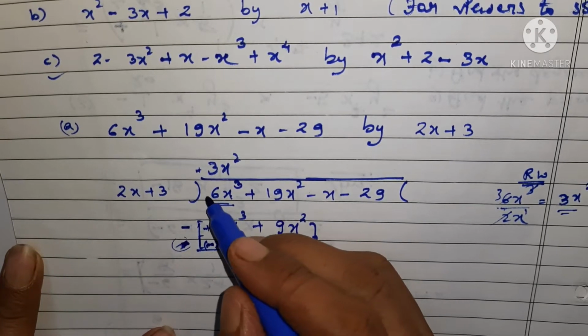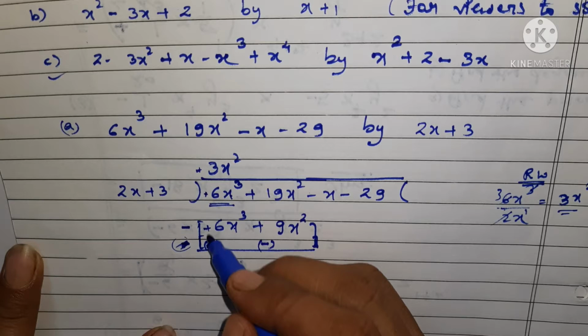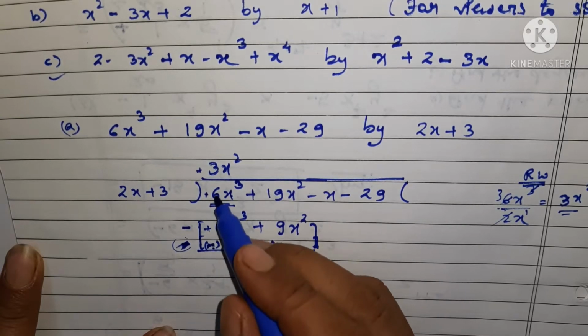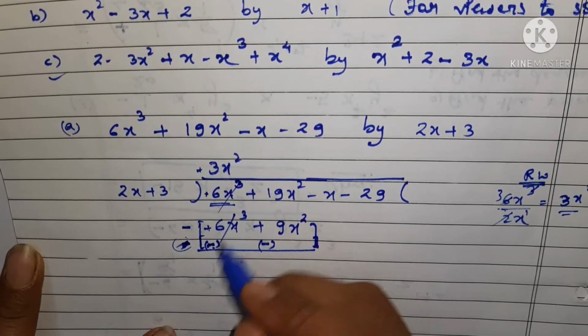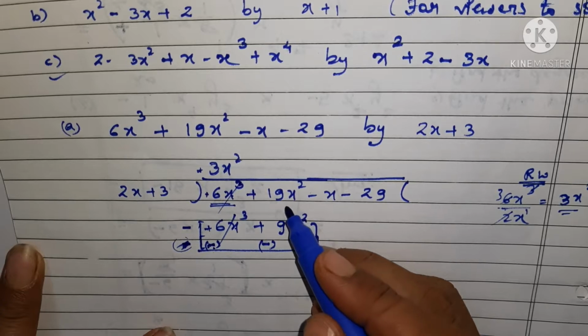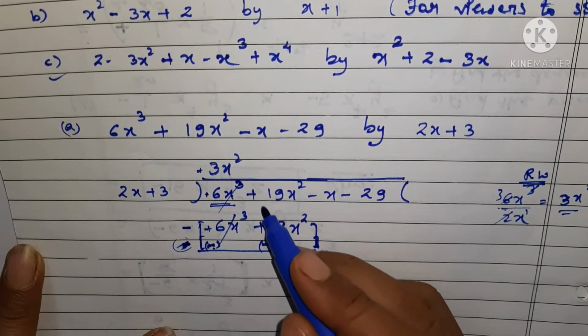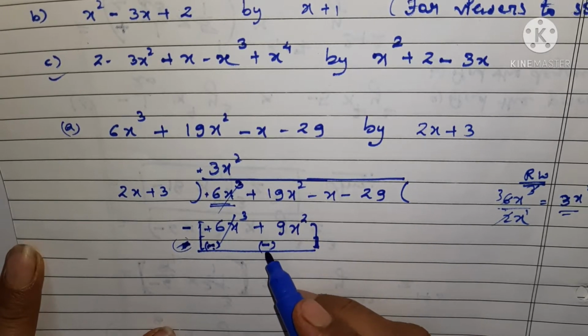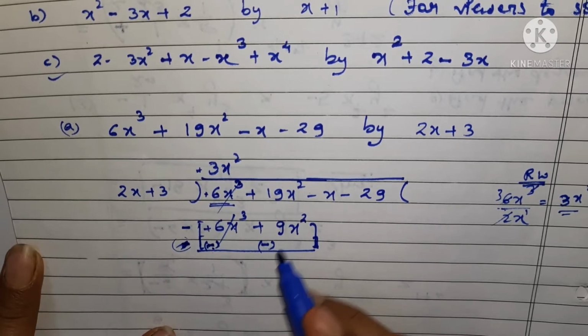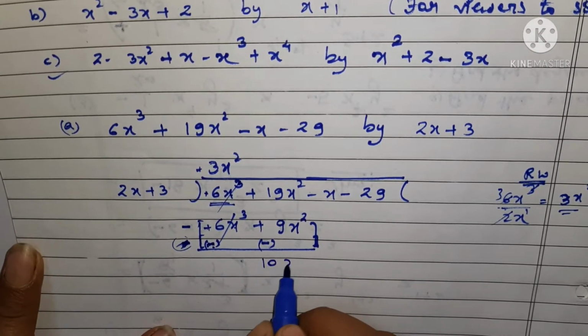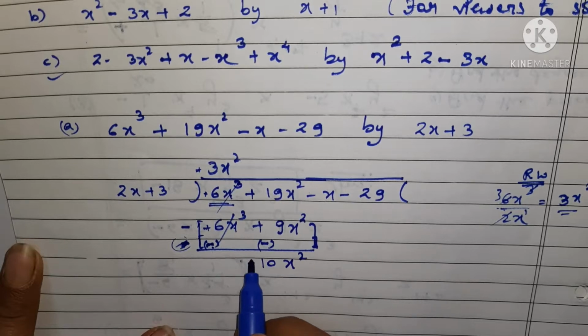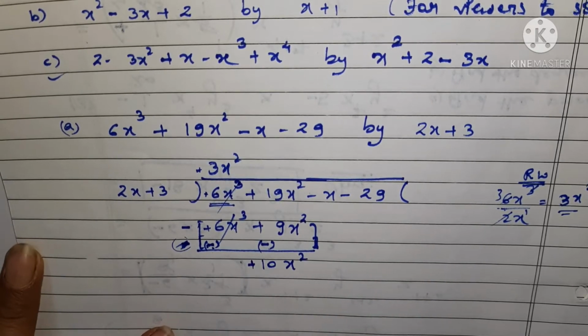Okay, now this is plus, this is minus. Plus and minus both are different signs, so it will cancel out. What is the answer here? You can see again plus sign, minus sign, it means the sign is different, so you will do subtraction. So you are getting here 10x square. The plus sign is the greater one, so you will put here plus.